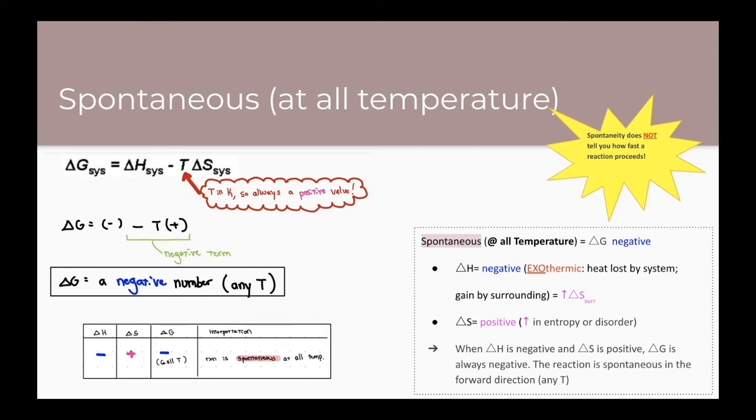So when the change in enthalpy is negative and the change in entropy is positive, then delta G is always going to be negative. It doesn't matter what the value of entropy or enthalpy you have, all that matters here is the 2 signs that are agreeing to each other.